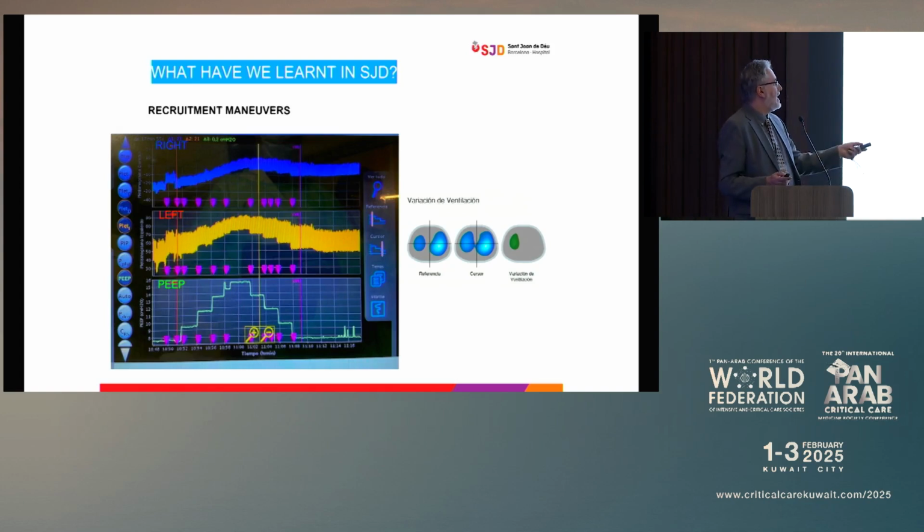So this is a very nice recruitment maneuver, as you are doing. A 2-minute step increase of the PEEP going up. You can see here the PEEP going up every 2 minutes.